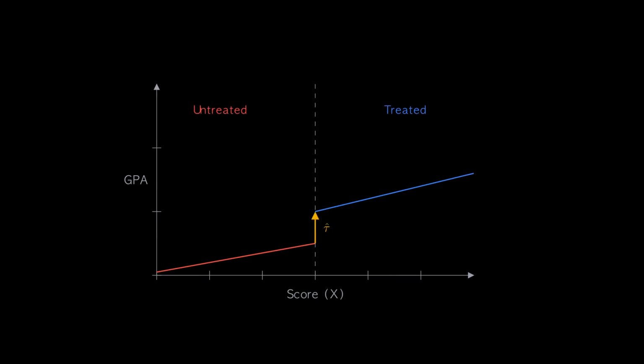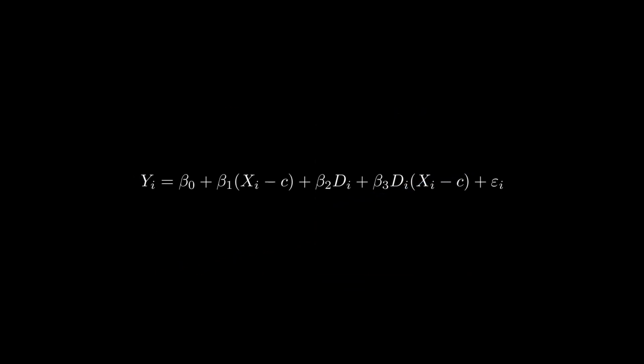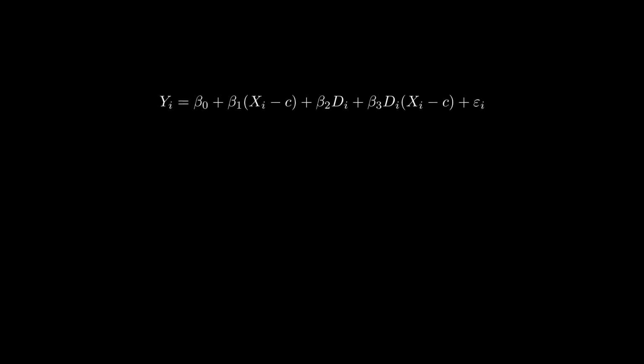We fit separate regression lines on each side of the cutoff, then measure the difference in their intercepts at the cutoff. To do this, we fit the following regression equation. In other words, fitting this equation gives us 2 lines, one on each side of the cutoff, each with its own slope and intercept. Let's walk through each parameter.